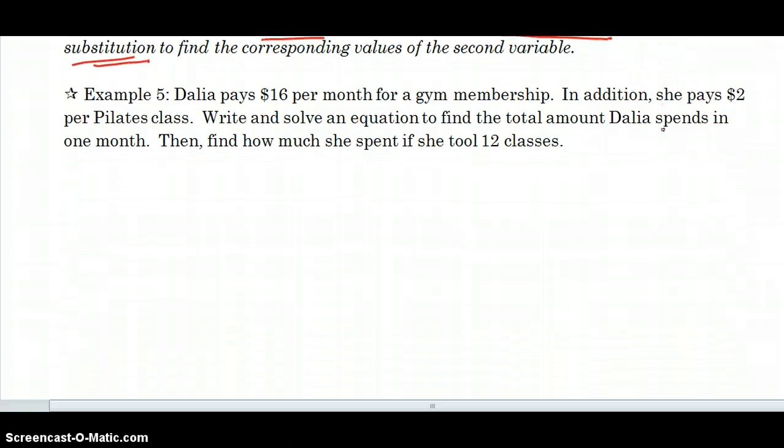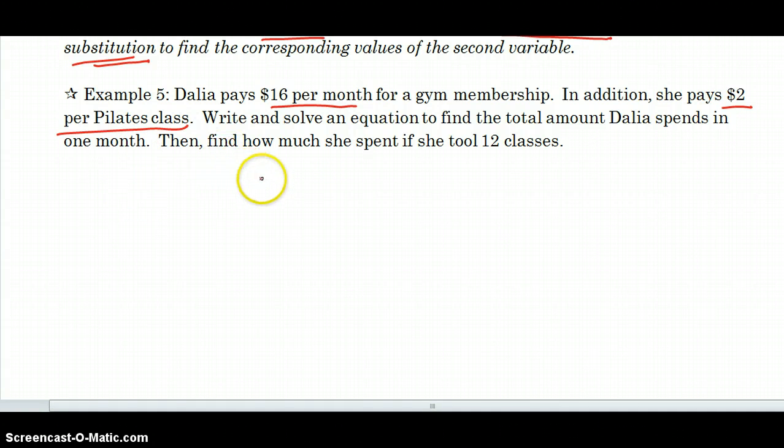In example 5, Dalia pays $16 per month for a gym membership. Okay, so every month she's going to be paying $16. In addition to her $16, she pays $2 per Pilates class. So $2 per class. Write and solve an equation to find the total amount Dalia spends in 1 month. Okay, so we're only going to look at 1 month, not a year.